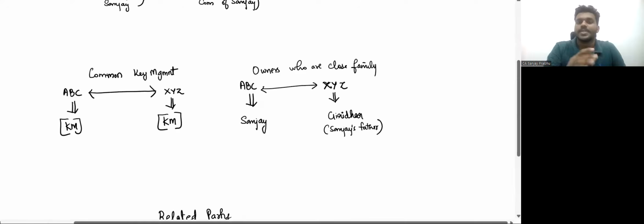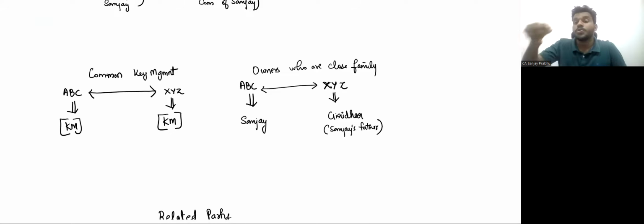Next, there is a company called ABC whose owner is Sanjay. There is another company called XYZ whose owner is Giridhar. Giridhar is none other than my father. So my father is the owner of XYZ. If we look at both ABC and XYZ, they are not related to each other.